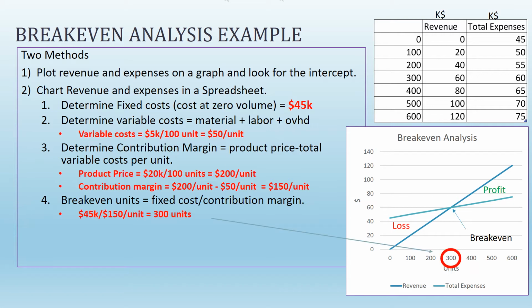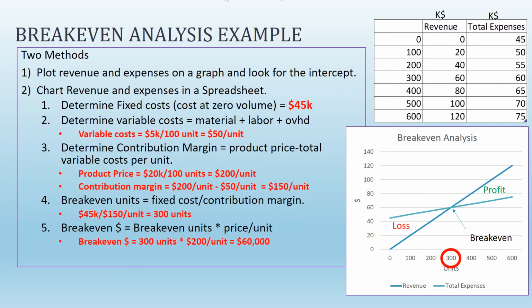Notice that that's the same intercept that we found in the graph of the revenue and the expenses. Our last step is to calculate the break-even dollars. This is as simple as taking the break-even units and multiplying it back by the price per unit. In our case, the break-even dollars are 300 units times $200 per unit, which is $60,000. Again, from our graph that we started with under method number 1, that's the intercept point of the revenue and expenses on that graph.